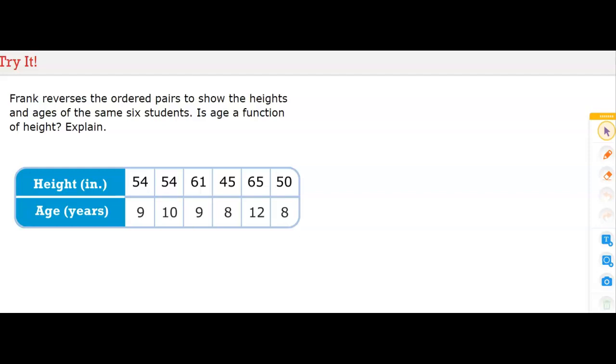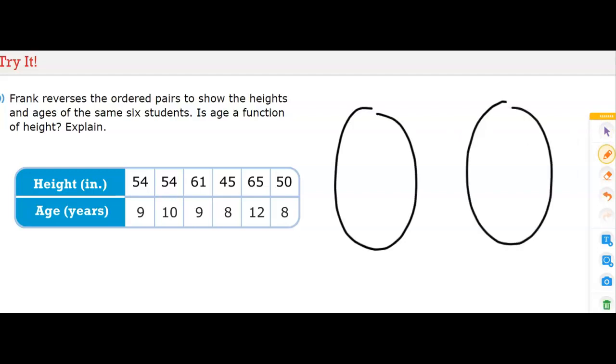Frank reverses the ordered pairs to show the heights and ages of the same 6 students. Is age a function of height? Explain. Okay, so we have our ordered pairs. I'm going to do an arrow diagram like we saw in one of our examples.